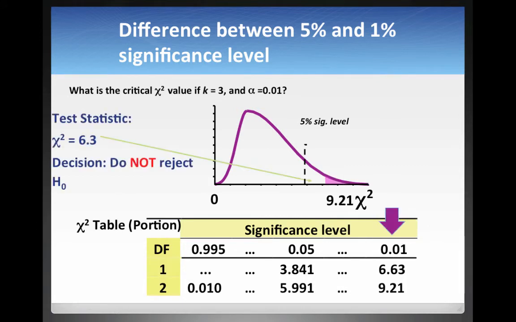Right? If we had a 1% significance level, we would again go to degrees of freedom of 2. That critical chi-square value for the 1% significance level would be 9.21. Right? So it's way out here. So you can see with the 6.3 that we calculated, we are in the 5% significance level range, but we're not even close to the 1% significance level.